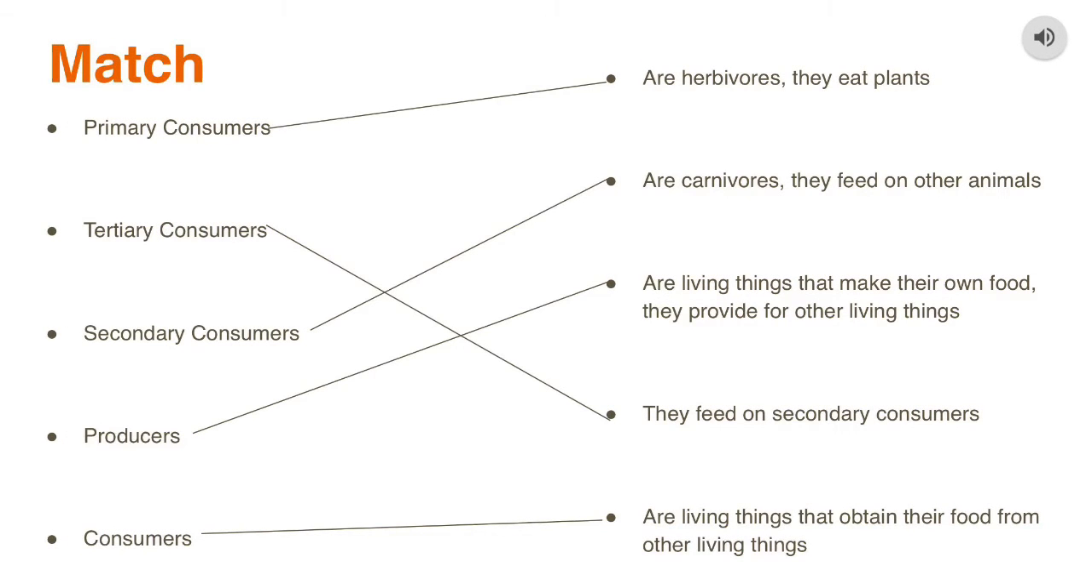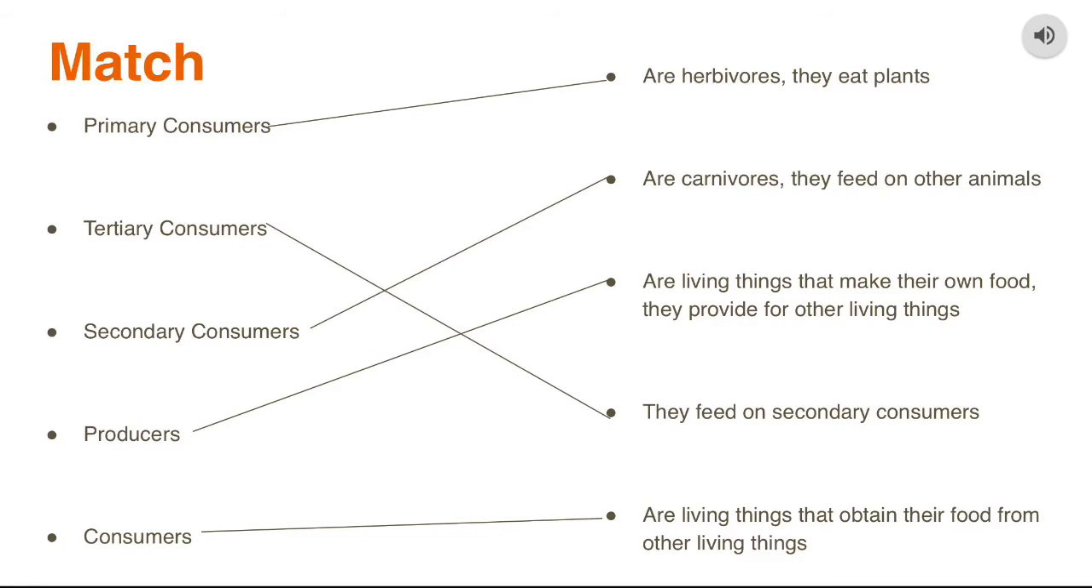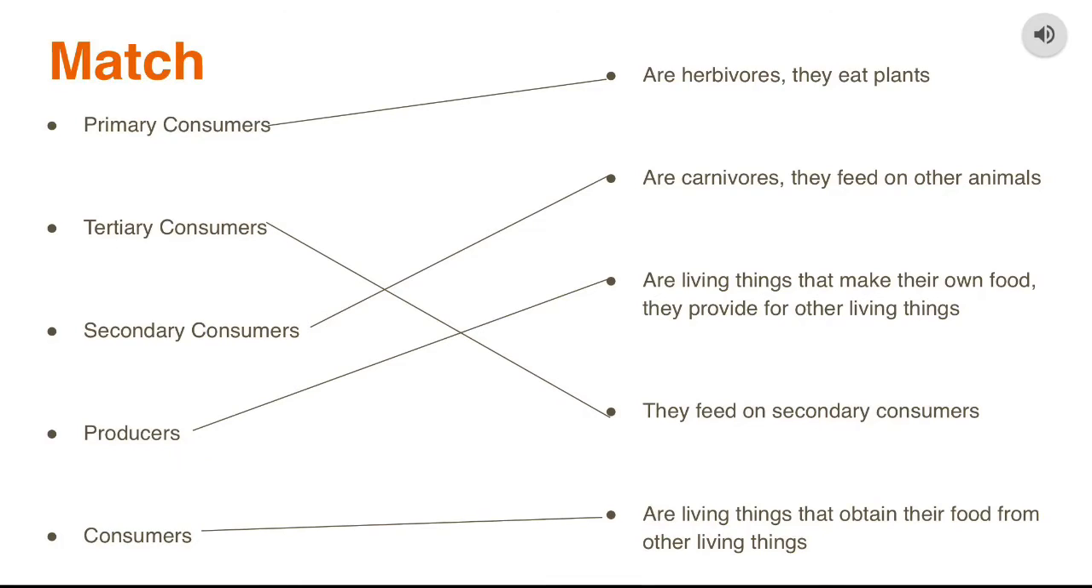Match. Primary consumers are herbivores, they eat plants. Tertiary consumers, they feed on secondary consumers. Secondary consumers are carnivores, they feed on other animals. Producers are living things that make their own food. They provide for other living things. Consumers are living things that obtain their food from other living things.